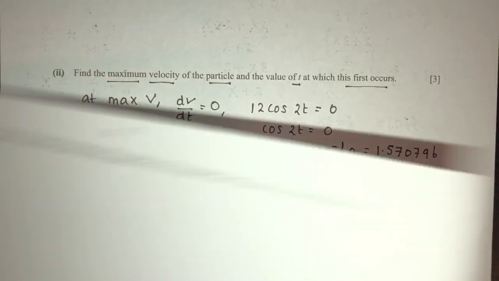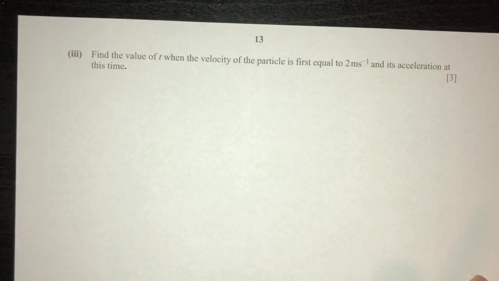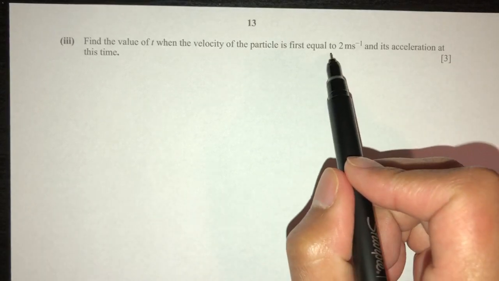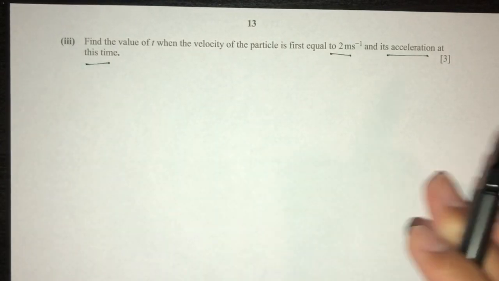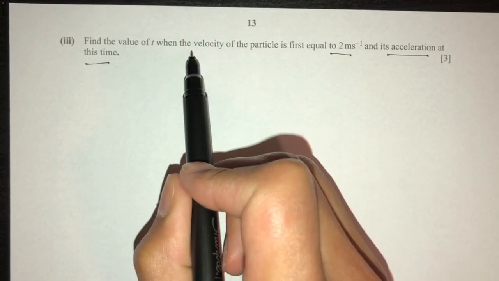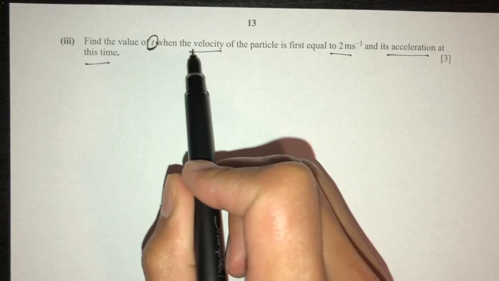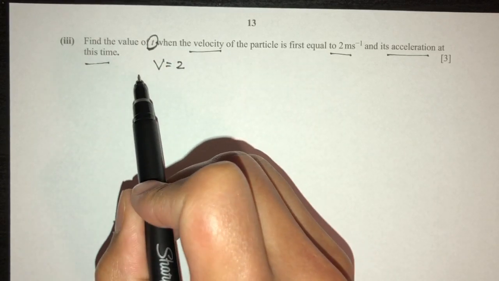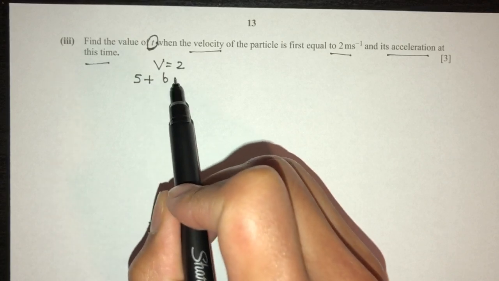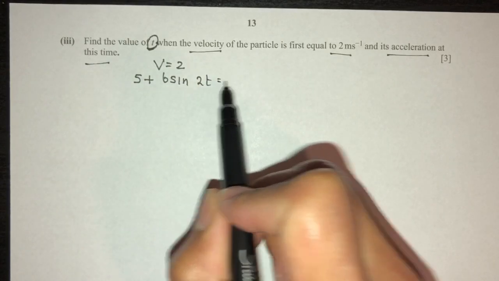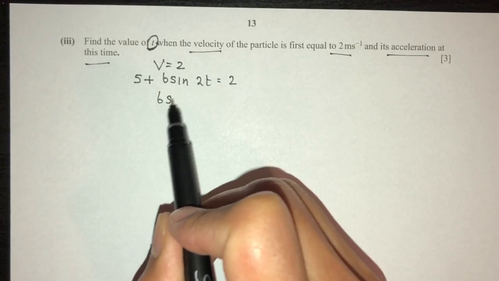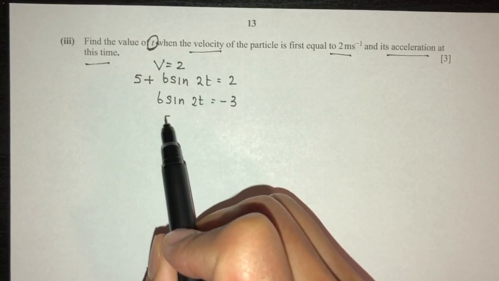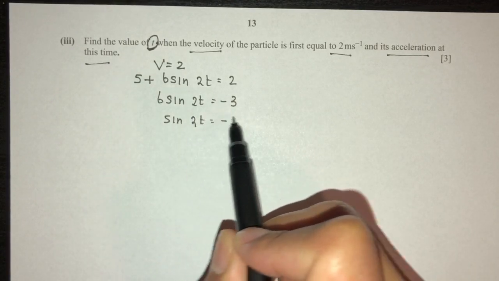Okay, now let's move on to part 3. Find the value of t when the velocity of the particle is first equal to 2 and its acceleration at this time. Now, so to find this, we have to find the value of t when v is equal to 2. So what is v? As we have seen, v is equal to 5 plus 6 sine of 2t is equal to 2, which means 6 sine of 2t is equal to 2 minus 5 is minus 3. So sine of 2t will be minus half.